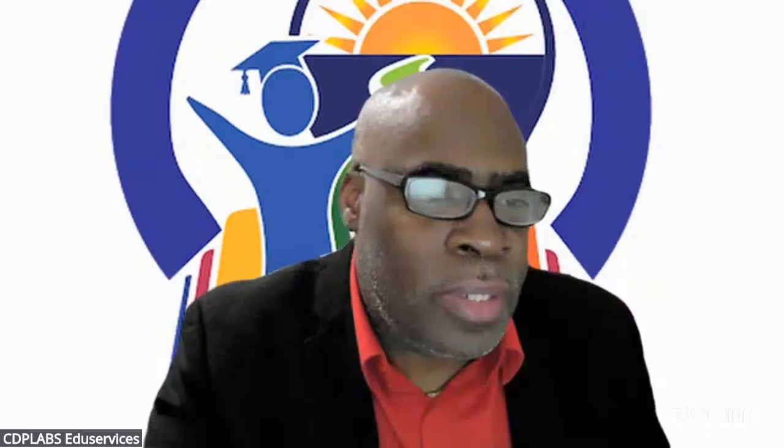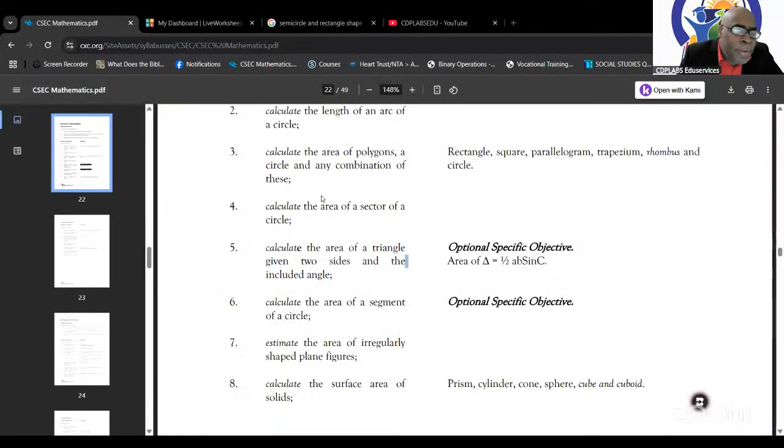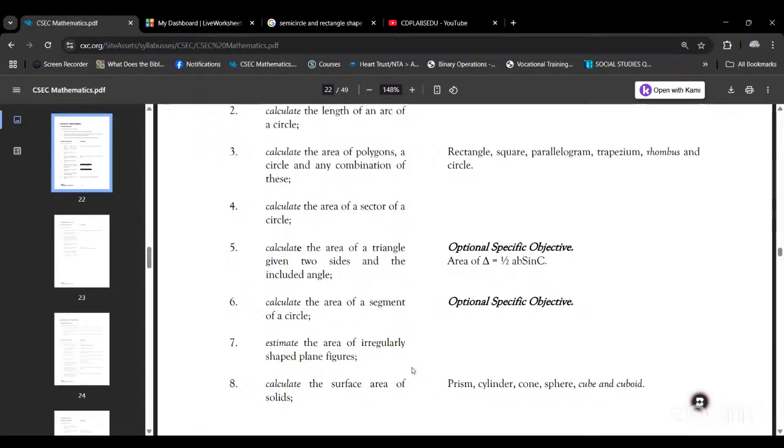There's a bit I need to add, solids and surface here. It's just little things. Now, estimate the area of irregular shape plane figures. Sometimes that looks like a map. They give you a map, and you just count the squares. You follow? Yes, sir.